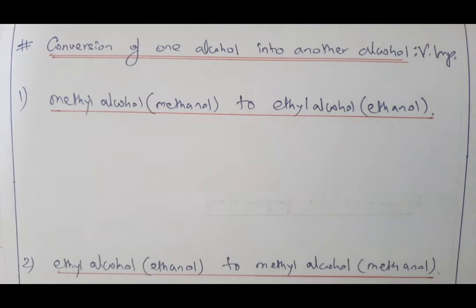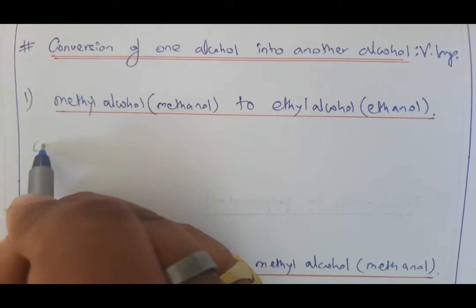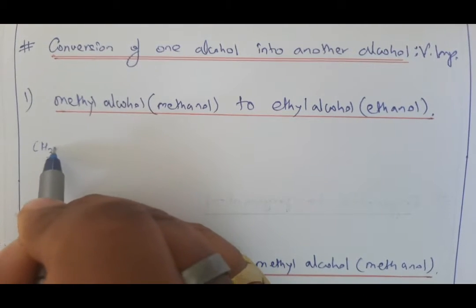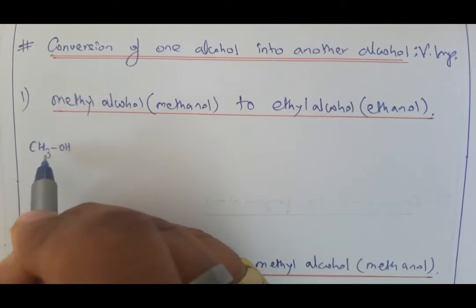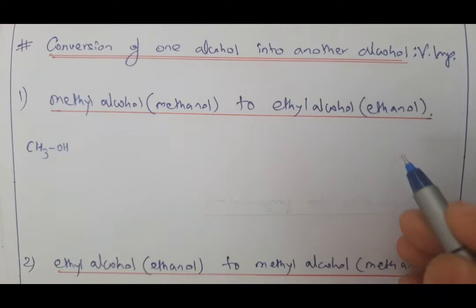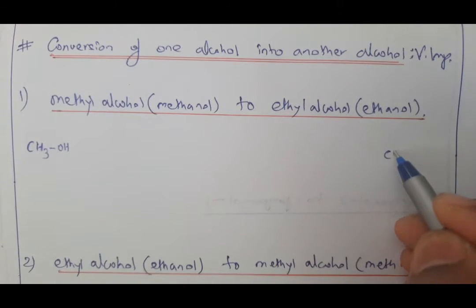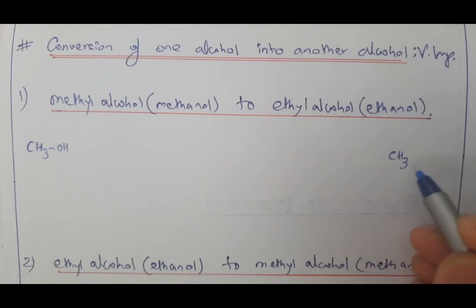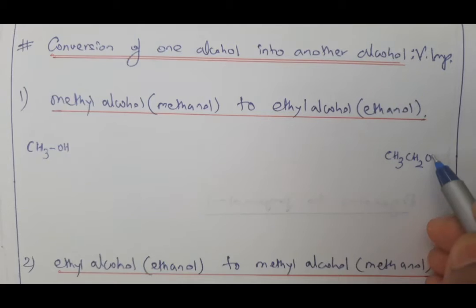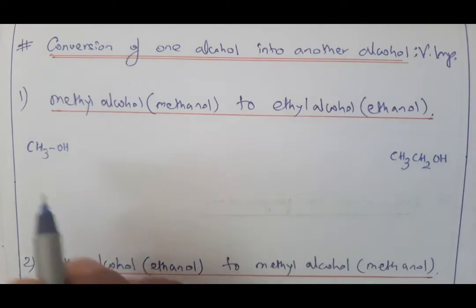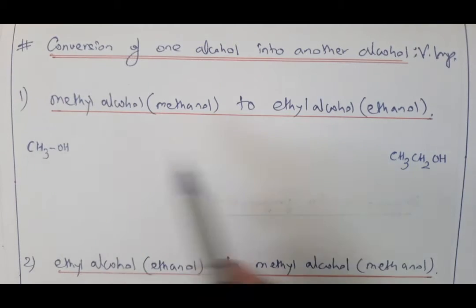So first you have to make the picture of both. Let me make it first. The methyl alcohol formula is CH3OH. This is called methyl alcohol. And the ethyl alcohol formula is CH3CH2OH. CH3CH2 means ethyl, OH means alcohol. So this is your methyl alcohol, this is your ethyl alcohol. You have to convert methyl alcohol to ethyl alcohol.